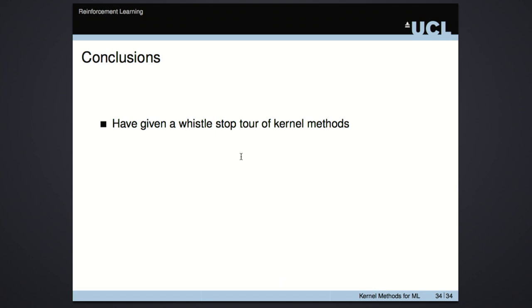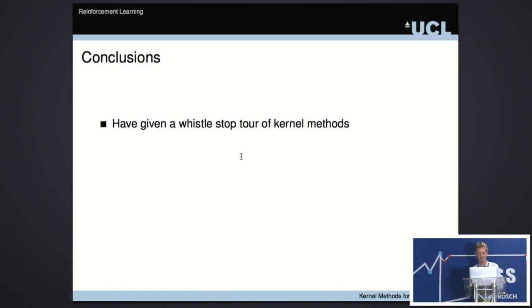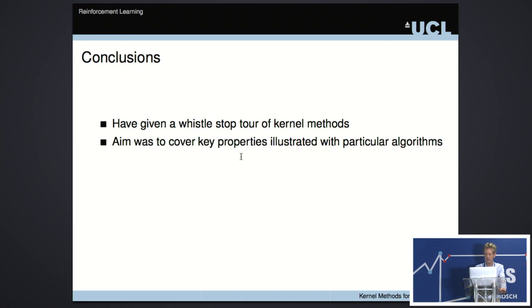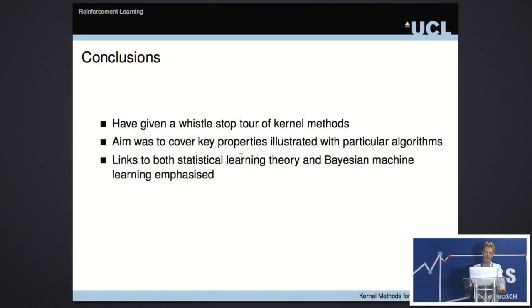Okay, so just to conclude, I've given you probably a rather too whistle-stop tour of kernel methods. I hope you've been able to take away useful insights and intuitions. That's what I would hope to be able to give you. I wanted to cover the key properties and illustrate them with particular algorithms, and particularly link to statistical learning theory and Bayesian machine learning, which I think was important to show how they are implementing certain principles that hopefully are underpinning some of the performance that we're seeing in different applications.